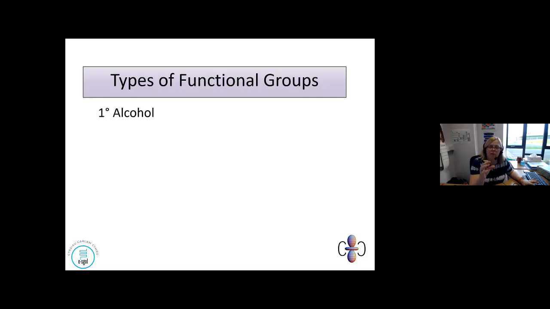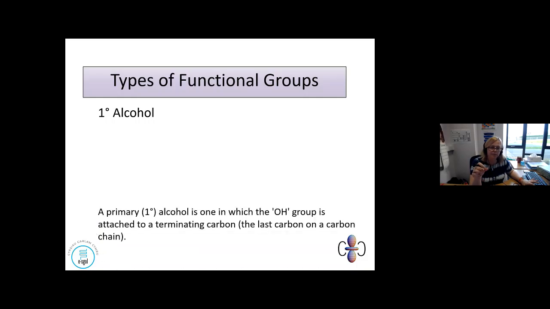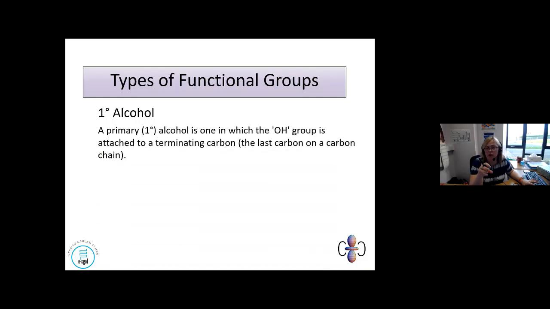The primary alcohol. Primary alcohols are any alcohol which has that hydroxy OH group attached to the terminating carbon. So that means it's at the end of the chain, or in the case of methanol, where there's only 1 carbon anyway, it would still be described as being terminal. So the last carbon on any carbon chain. It can be any length, but as long as that OH is at the end of a chain, it's still described as being primary.